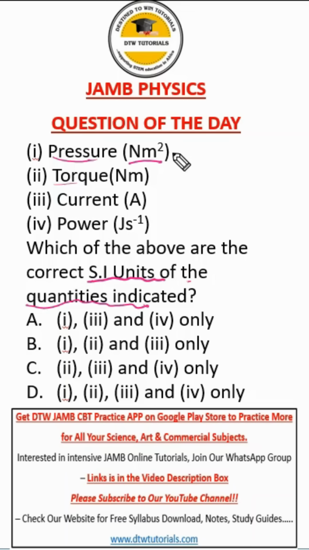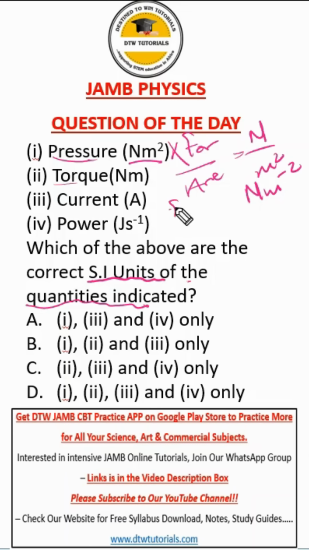Now look at pressure. Remember, what is pressure? Pressure is force over area. Which is Newton over meter square. So it should be Newton meter per meter square. It shouldn't be this. There should be a negative. So this is wrong.